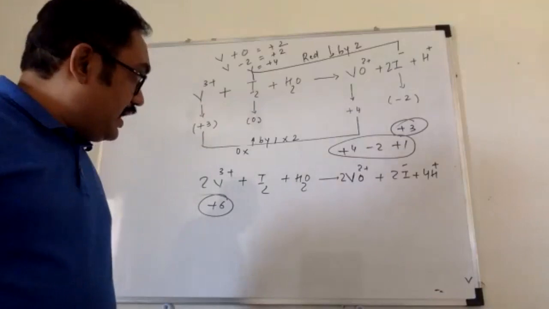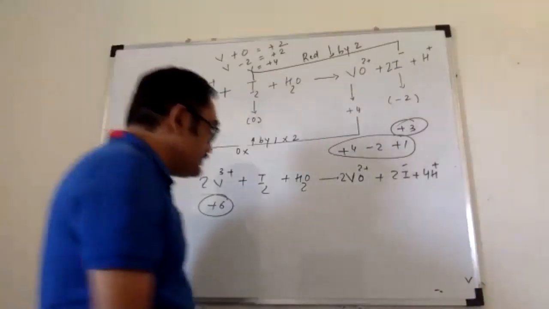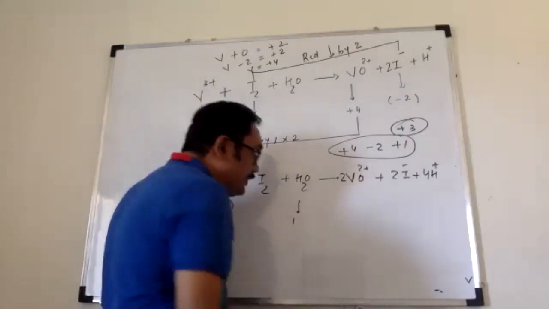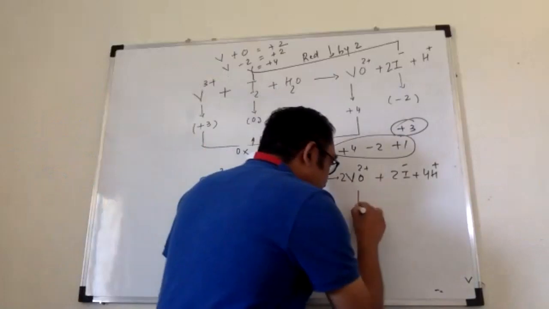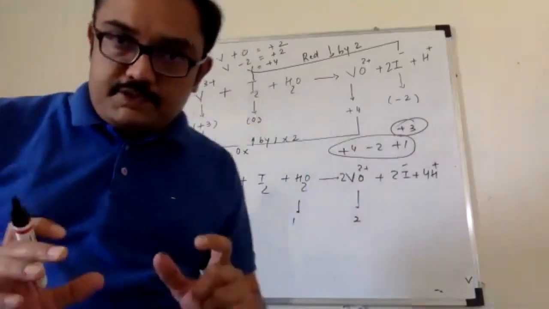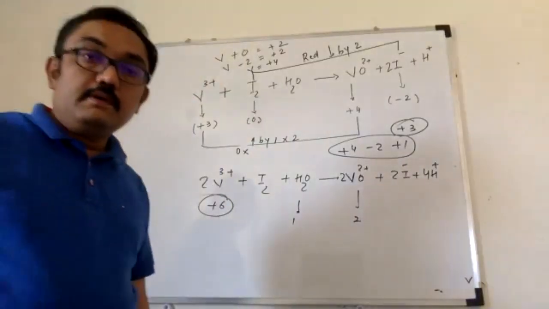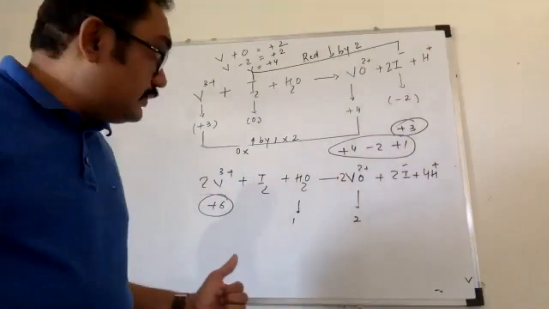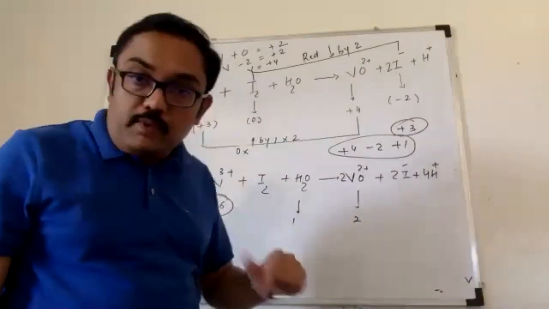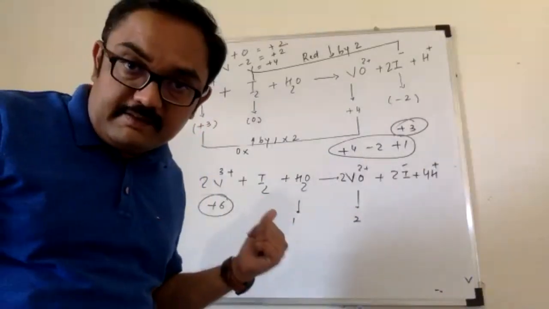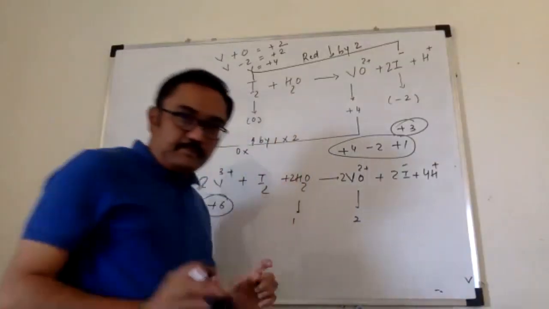So left hand side, how many oxygen are there? One oxygen. And right hand side, how many oxygen are there? Two oxygen. So this difference I need to balance by putting H2O. So tell me how many H2O I should put on which side? I need to put one more H2O on the left hand side, so we can make it 2H2O.